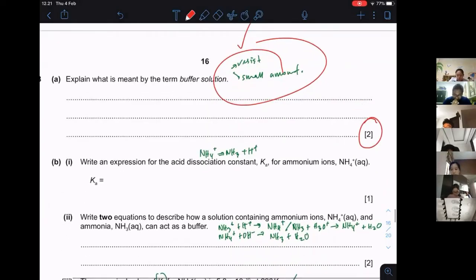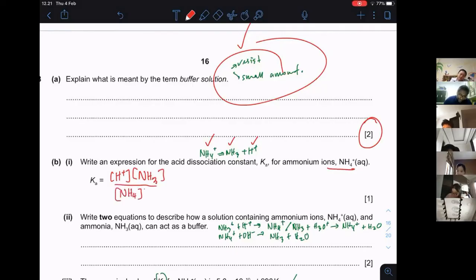Now write an expression for the acid dissociation constant for ammonium ions. So ammonium ions give you ammonia and then H plus. So the expression Ka is going to be H plus, and then ammonia, and then divided by ammonium. Okay, so this is going to be the expression.